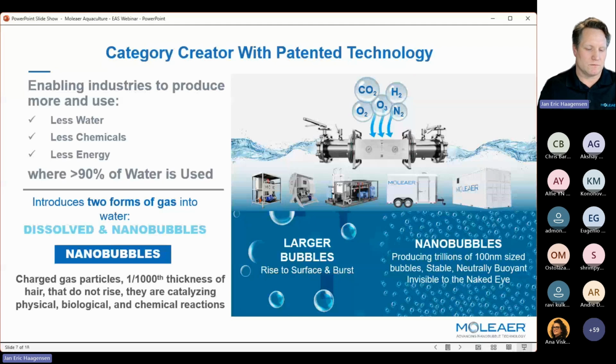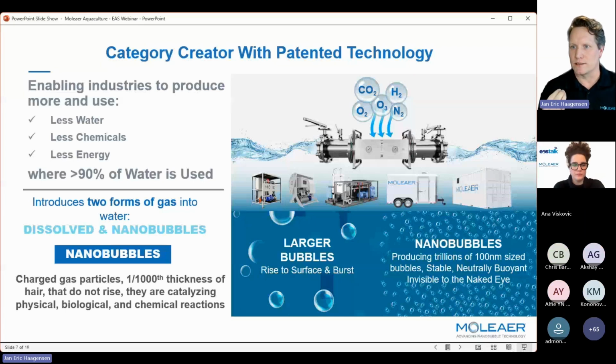Some of these are wastewater treatment, irrigation, surface water, reestablishing the natural lake processes in lakes and ponds, and of course, aquaculture and seabed remediation. And with our technology, we're able to enable these sectors to produce more and use less water, less chemicals, less energy, and also where over 90% of water is used.